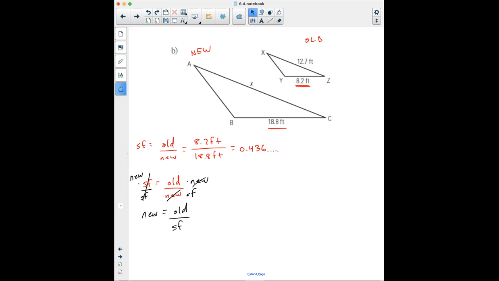Okay, so our old measurement, so now we care about this guy right here, and we're solving for x. Okay, so my old measurement was 12.7 feet. My scale factor is 0.436, and all of those decimals. Okay, I'm not rounding. Punch that into your calculator, and we get our new measurement, or our x, equaling 29.1 feet. Okay, if you got that one right on your own, I'm very proud of you.